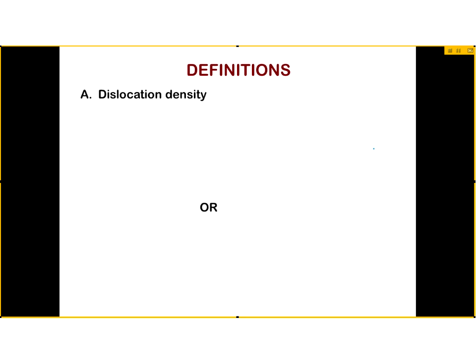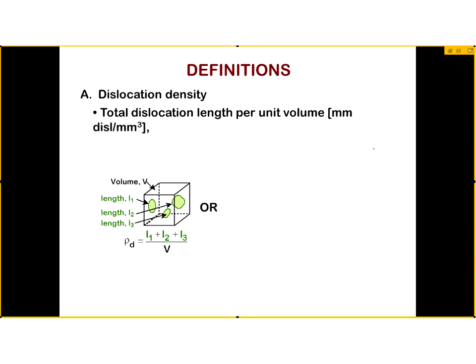So let's look at something called dislocation density, and to give you some definitions. There are two ways to define it. One is the total dislocation length per unit volume. So the units are millimeters of dislocations over cubic millimeters. If you're looking inside of a cubic area or any three-dimensional volume, and you see a number of dislocations, and one is this long, another one is this long, the L2 is this long, and each dislocation has a certain length. If you add them all up and divide by the volume, so it's the total dislocation length per unit volume, that's what gives you the dislocation density.